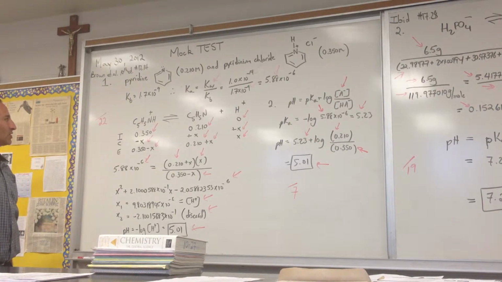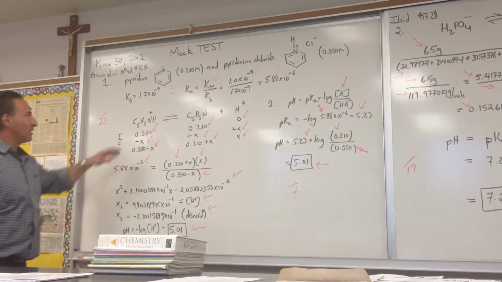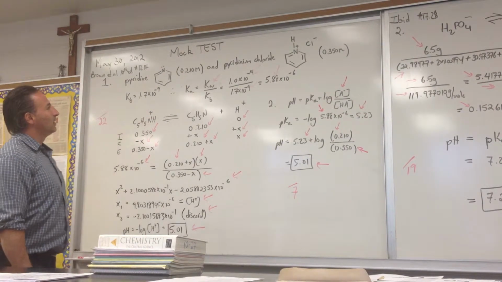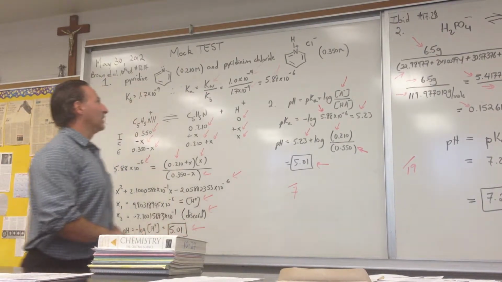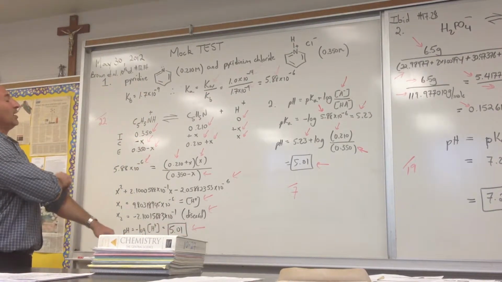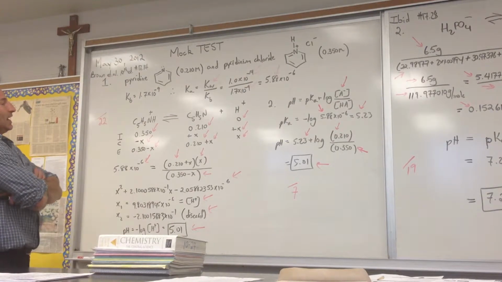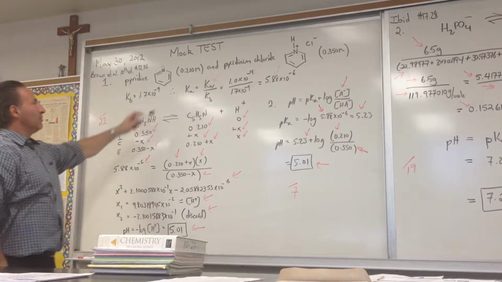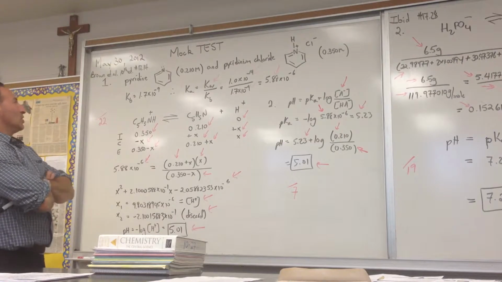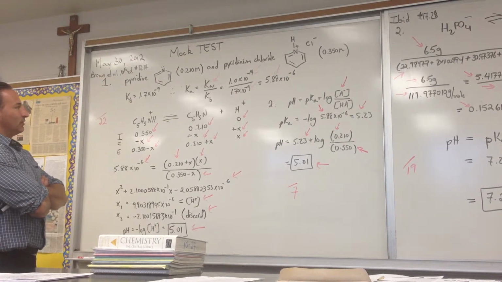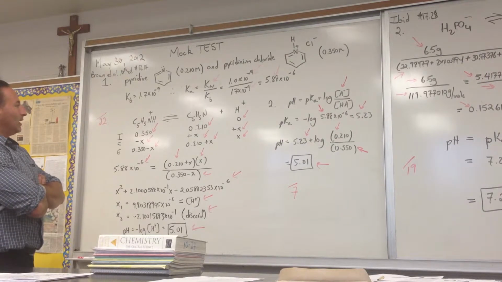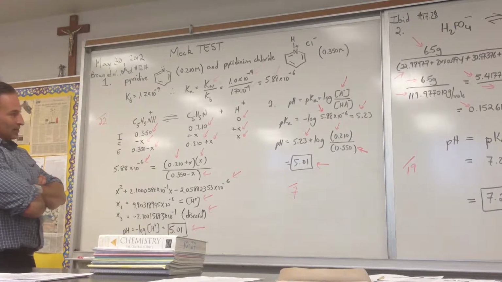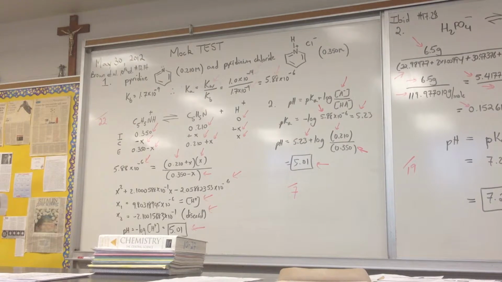What I did in this question is I recognized that pyridinium chloride behaves like a weak acid, giving pyridine as the conjugate base. So I solved for the value of Ka, which was 5.88 times 10 to the minus 6, and I set up a nice table. I asked in the question to solve it 2 different ways.